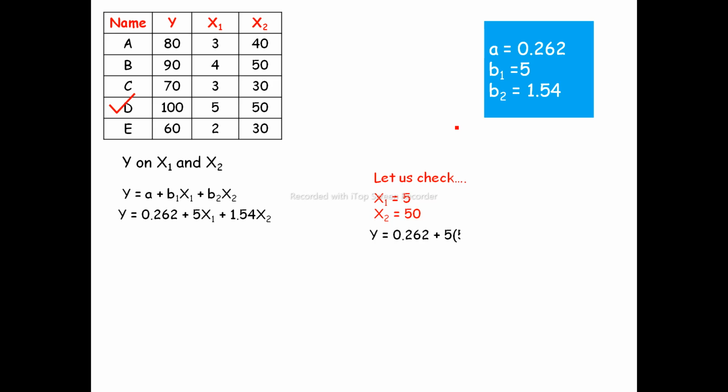So we'll check. y equals 0.262 plus 5 into x1, b1 is 5, plus 1.54 into our x2, which is 50. So we'll solve it and check. The value of y we got is 102.2. The actual value is 100, but now we got 102.2. But a slight error is possible, as we have seen in our previous video. There is a standard error of regression, but it is almost similar, nearby. So in this manner you will calculate the multiple regression equation.